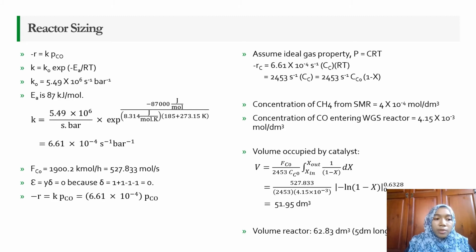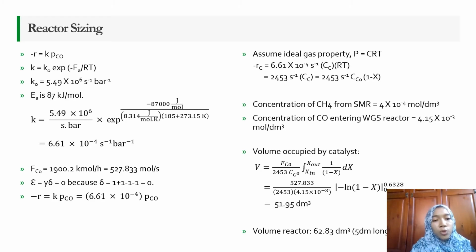And from the stoichiometric table that has been presented before, we can get the information of Fc naught and the expansion factor. The expansion factor is 0 because lambda is equal to 0. And assuming the ideal gas property, which is P equals CRT, we can make the rate law equation in terms of concentration. And by adding the concentration of CH4 from the SMR calculation and the concentration of CO entering the WGS reactor from the stoichiometric table, we can calculate the volume occupied by catalyst, which is 51.95 dm3.